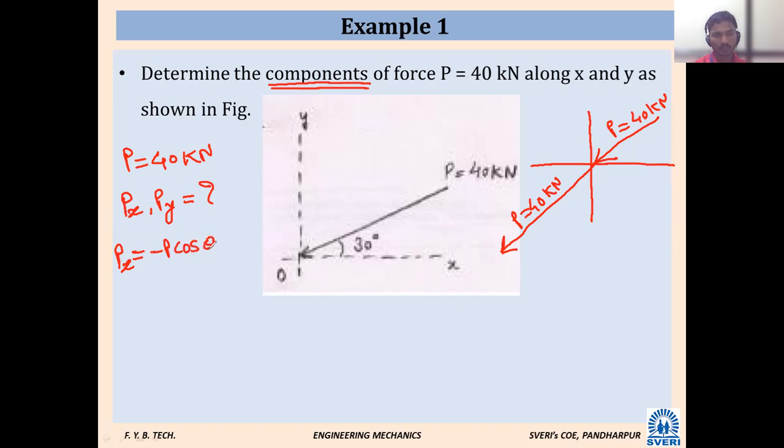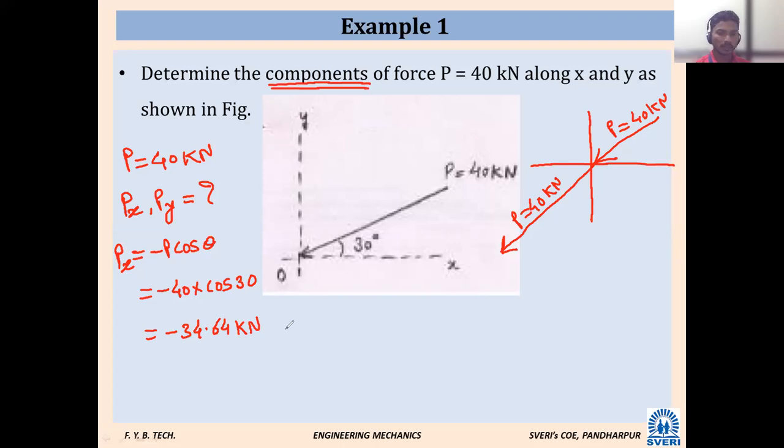Why have we taken the cos function here, and not sin? Because the angle is made with the x axis. The component's angle is made with the x axis. That's why, the one with which the angle is made, take its cos. It is as simple as this. So what is the value? Minus 40 into cos 30, which we calculated yesterday, equals minus 34.64 kilonewton.